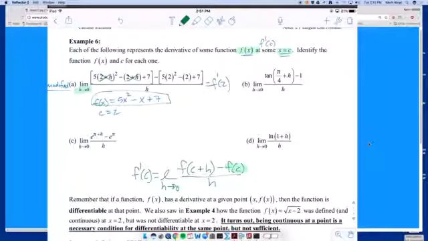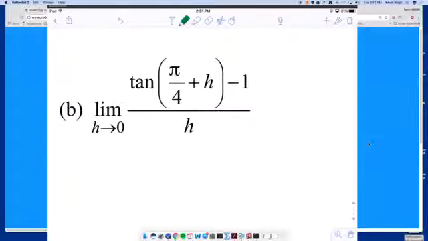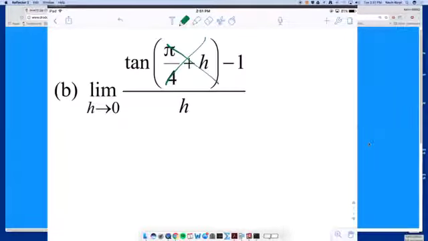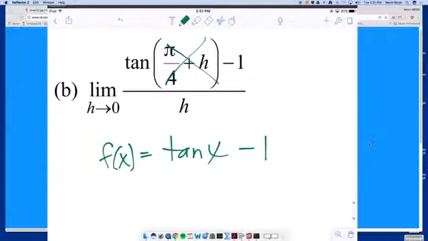All right, the first one. You got the limit as h goes to 0. I don't like you, pi fourths plus h. So you're staring at now f of x equals tangent of x, or is it tangent of x minus 1? Or is it just tangent of x? Or is it minus 1?